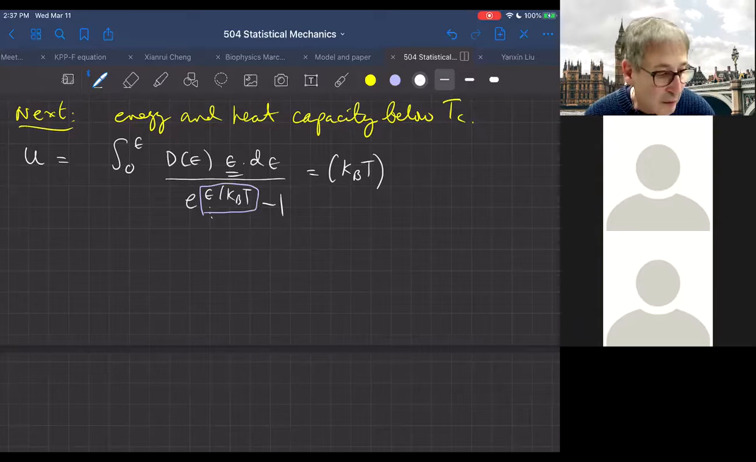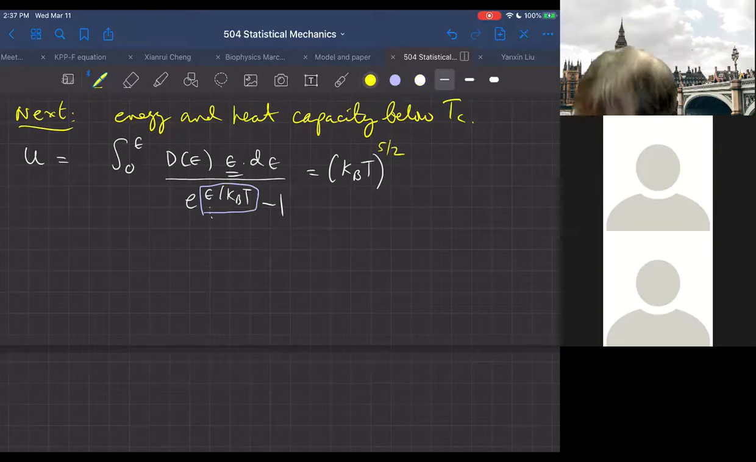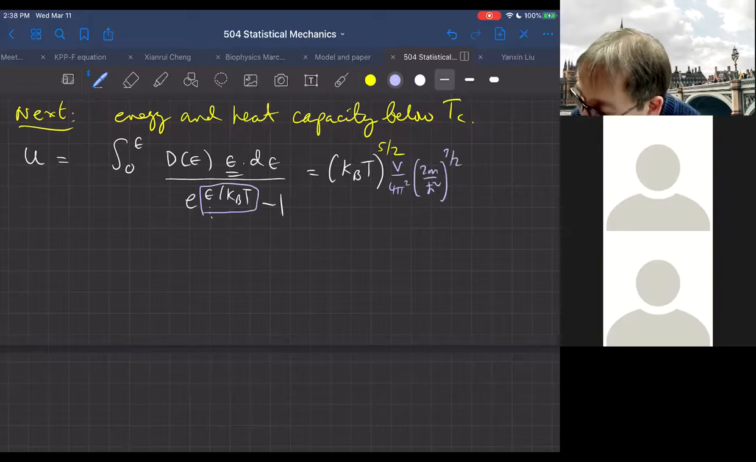There's also a power that comes from the density of states and energy. Yeah, exactly. You missed the power from dV. So the actual answer is that this is going to go like kBT to the power 5/2. The other factors that go into this are a factor of V over 4 pi squared, 2m over h bar squared to the 3/2.